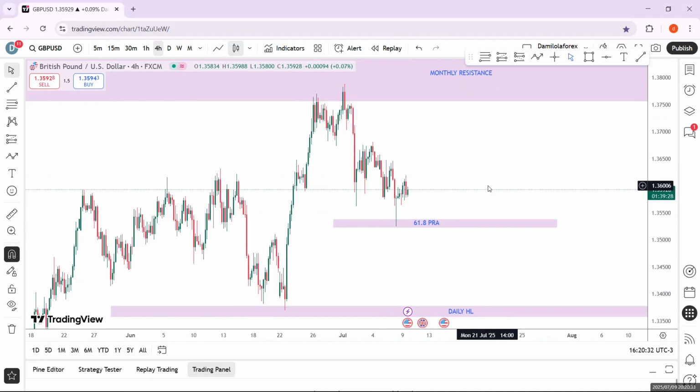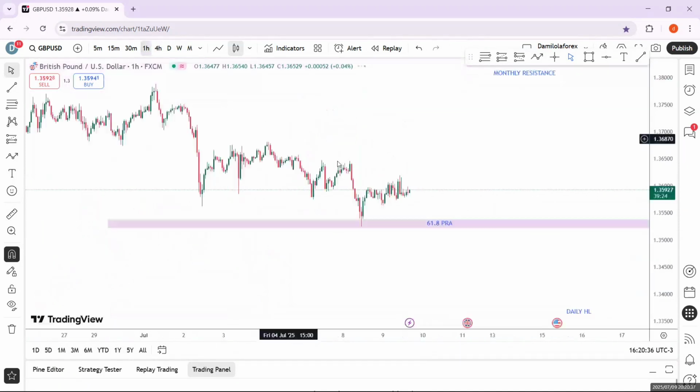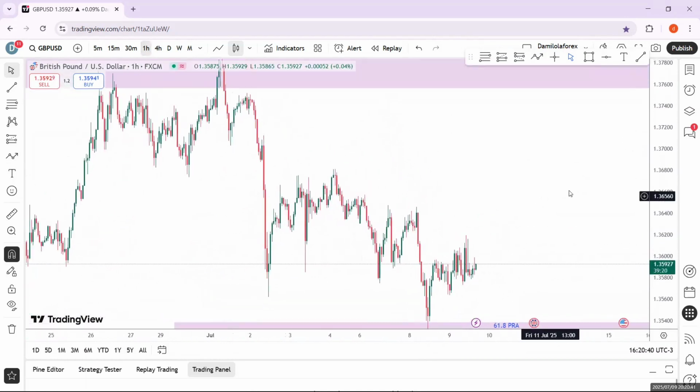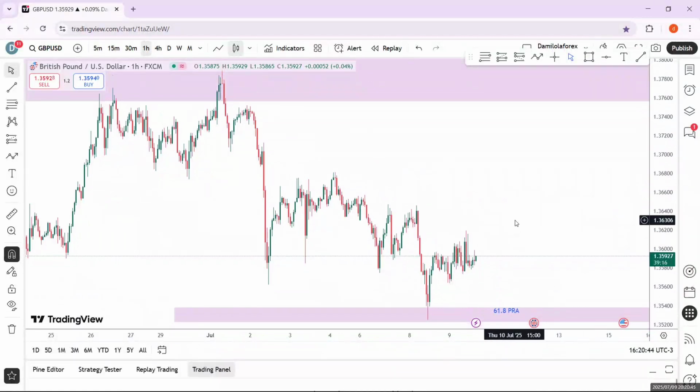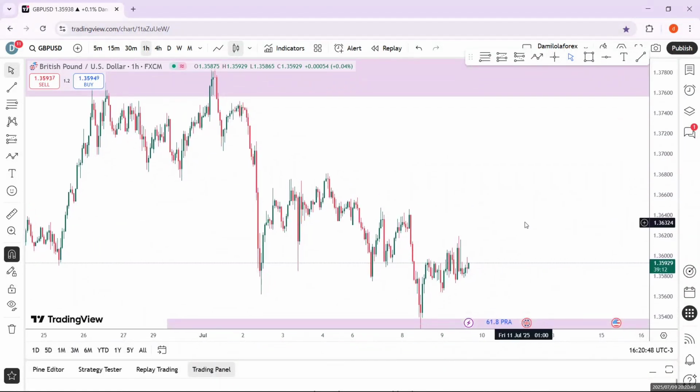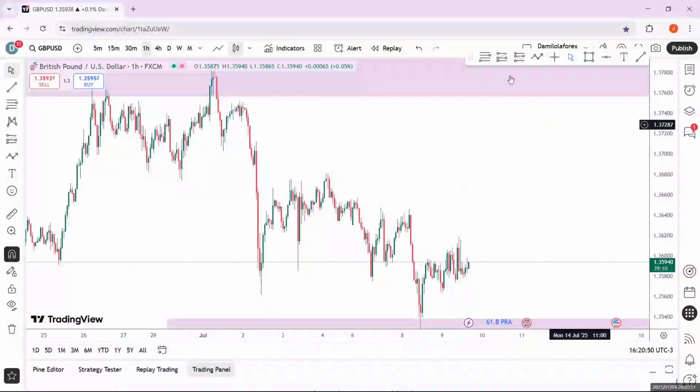To our entry time frame. We know that our entry time frame is the 1 hour time frame. And on our entry time frame, what is going to be our duty? Our duty is now going to be what? Read the entire structures that brought prices down to the 61.8 PRA. And at a break of structure, we know that we are going to buy in the direction of trend.